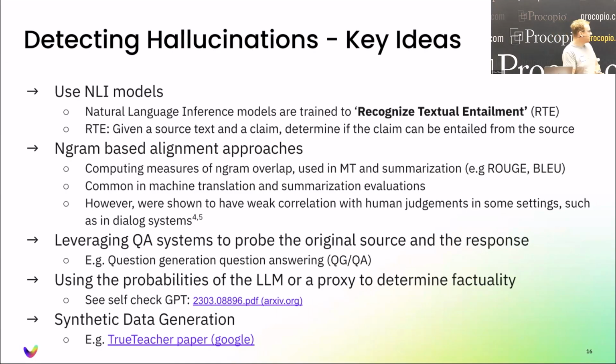Other approaches use the probabilities in a model as a proxy to determine factuality. Is the model's confidence in its own predictions a proxy for hallucination? That's probably a good input to a hallucination detector, but it doesn't solve the problem in and of itself, because these models often don't know what they don't know. Another approach is synthetic data. We can generate a lot of synthetic data and try to provide examples of hallucinations where we know whether or not they are hallucinated.